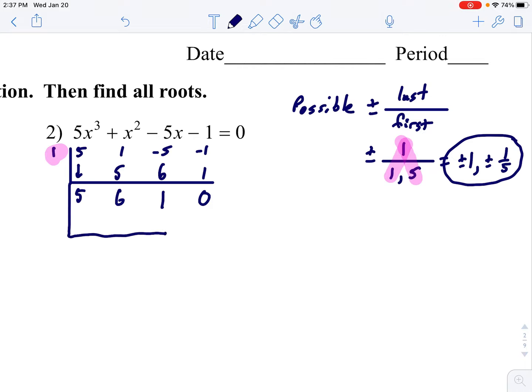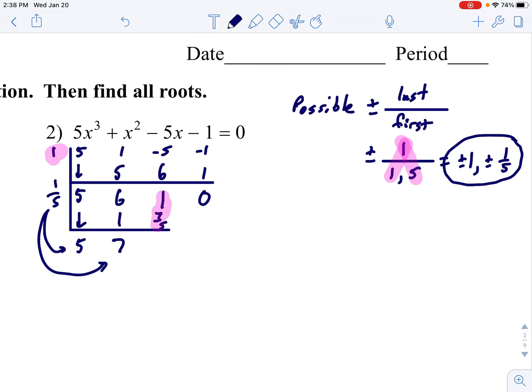Let's try positive 1/5. Hold on. Try to make this look neat with nice straight lines. Okay, let's try 1/5. Bring down the 5, multiply 1/5 times 5. 1/5 times 5 is 1. 6 plus 1 is 7. 1/5 times 7 is 7/5. And if I add those together, do I get a 0 here? No, I don't. What is 1 plus 7/5? Like 12/5? Not that it matters. It fails. We want a 0 remainder. That's what we're looking for. That's all that really matters.